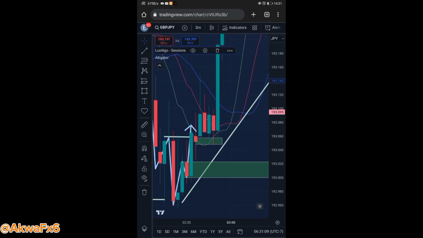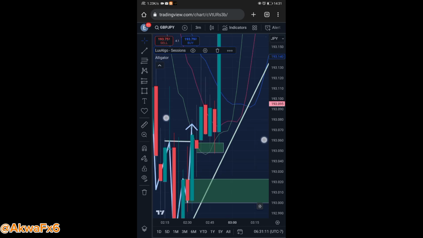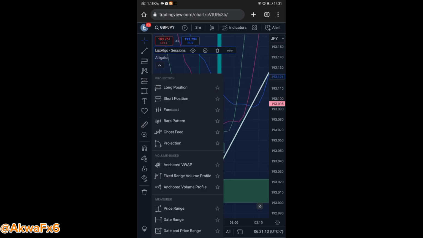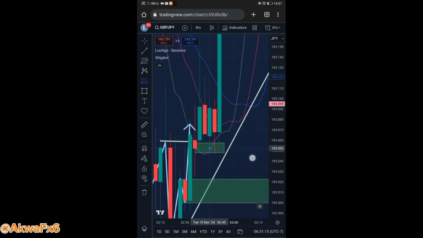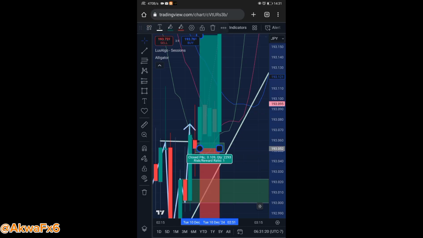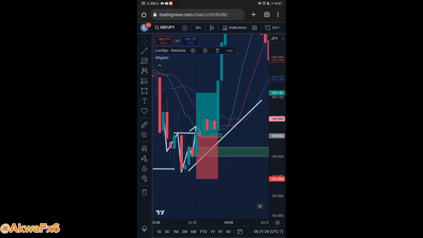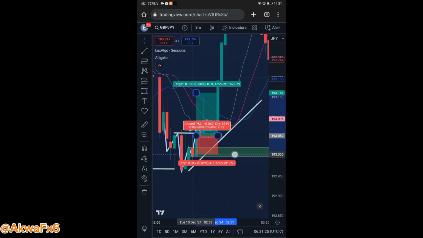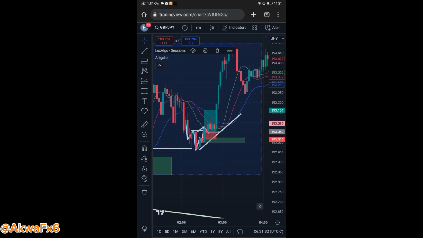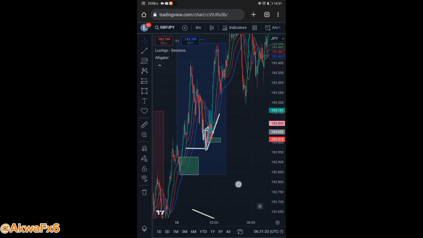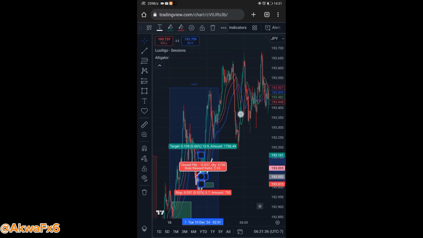I like using the wick to enter a trade. So I'll place my long position right here, right at the wick of the 3 minutes. Then I'm going to target 1 to 25, 1 to 30, or so, a few pips below it. I'm going to target 1 to 25 or maximum 1 to 30 when it comes to this.